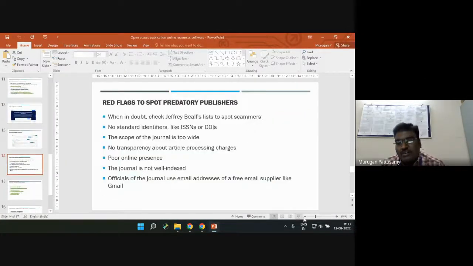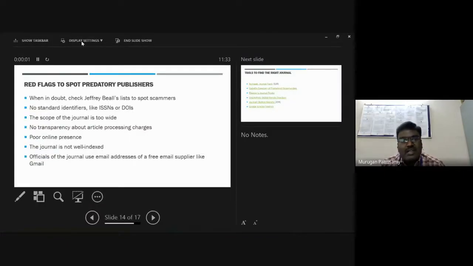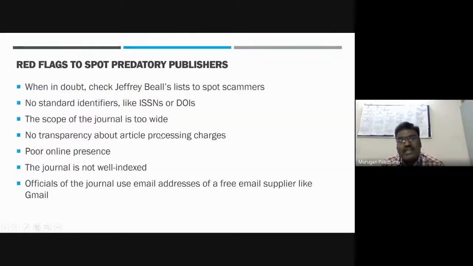Fine. Now, some general recommendations and red flags to spot predatory journals. When in doubt, check Jeffrey Beall's list to spot scammers. You go there and copy-paste the journal name before you submit your paper to that particular journal. If that journal name appears in Beall's list, it means it's a predatory journal.